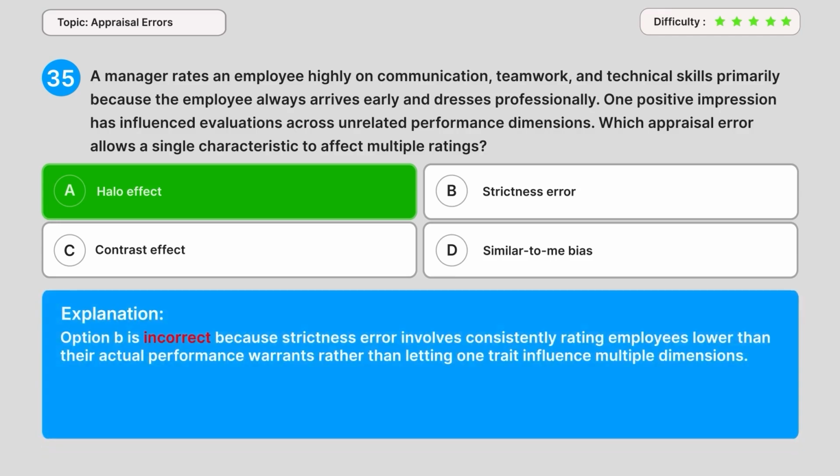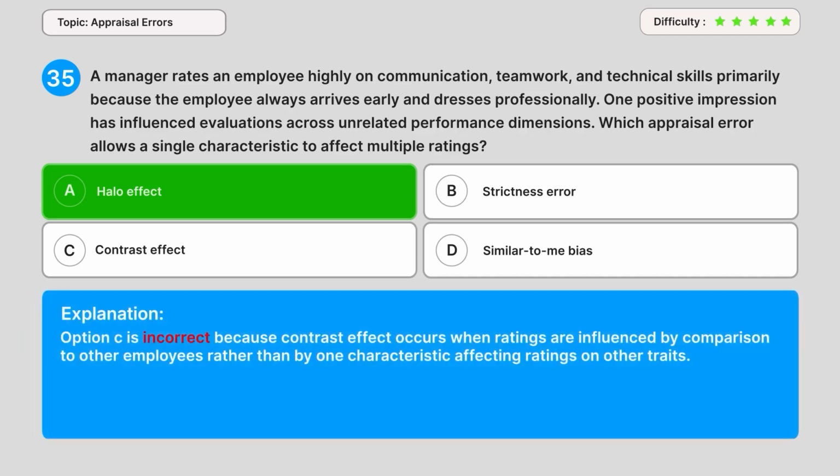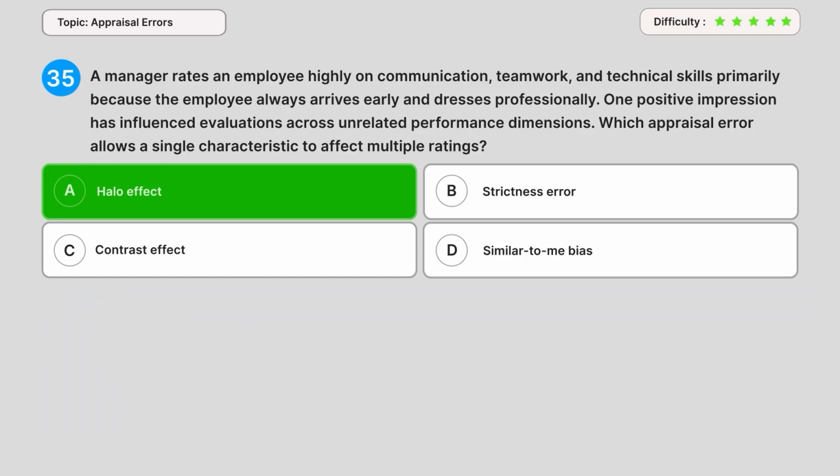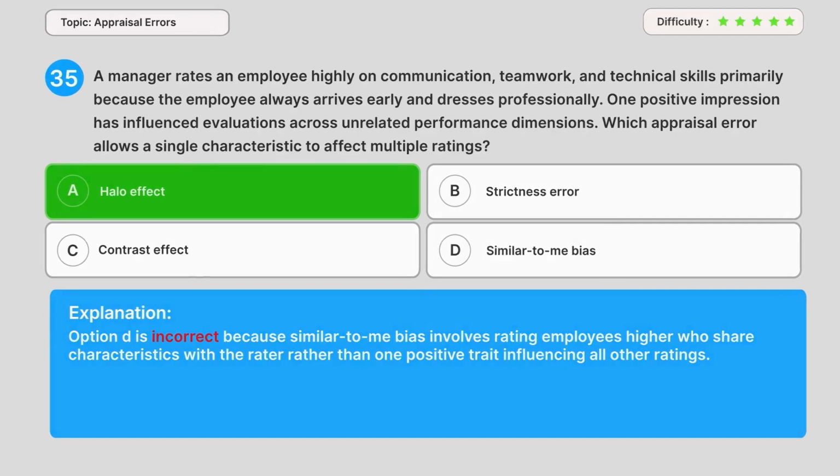Option B is incorrect because strictness error involves consistently rating employees lower than their actual performance warrants rather than letting one trait influence multiple dimensions. Option C is incorrect because contrast effect occurs when ratings are influenced by comparison to other employees rather than by one characteristic affecting ratings on other traits. Option D is incorrect because similar to me bias involves rating employees higher who share characteristics with the rater rather than one positive trait influencing all other ratings.